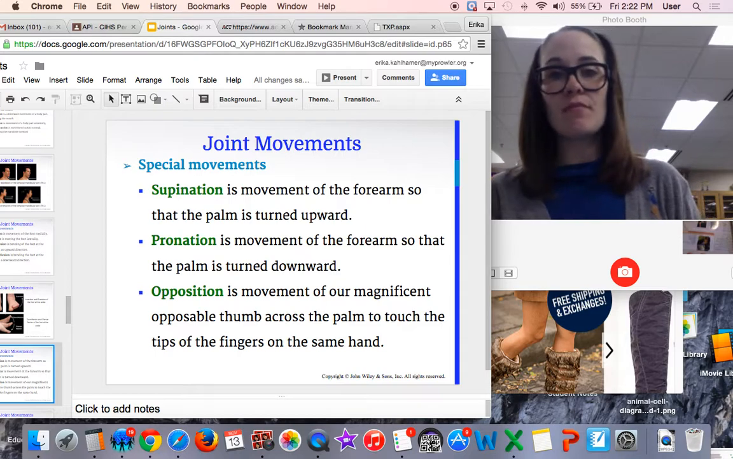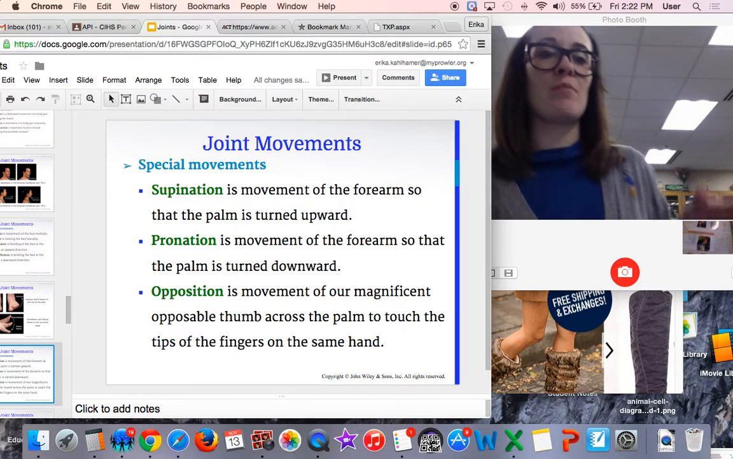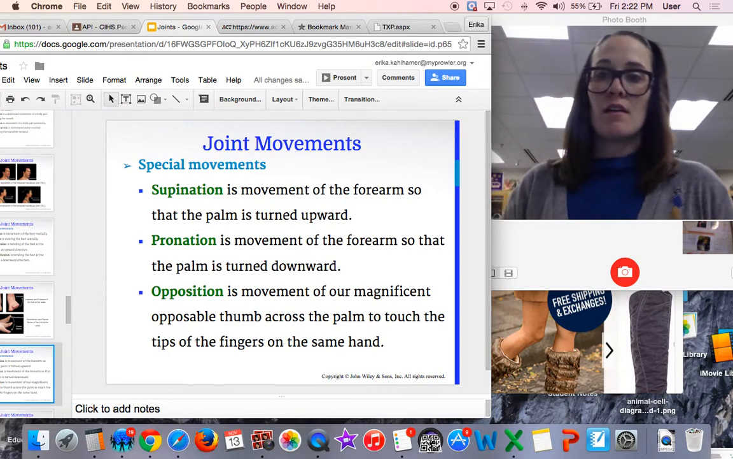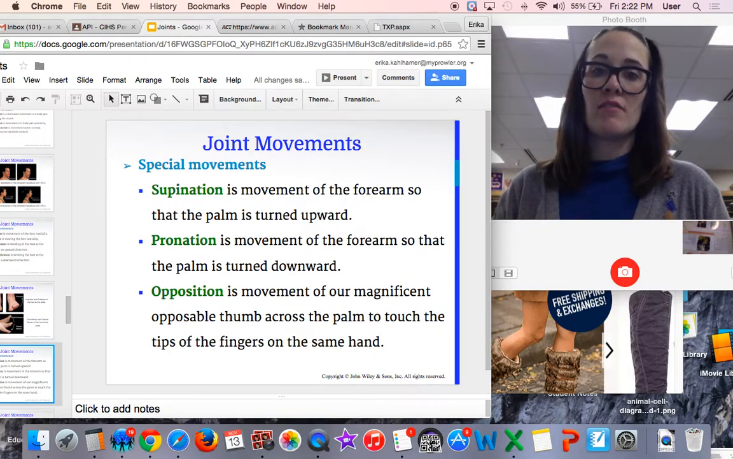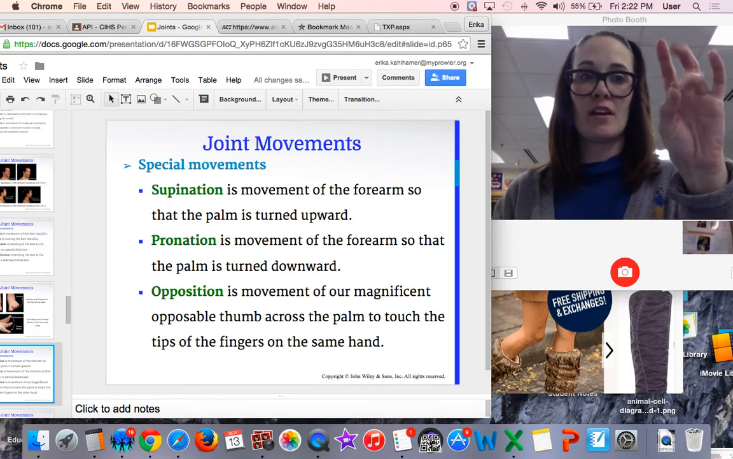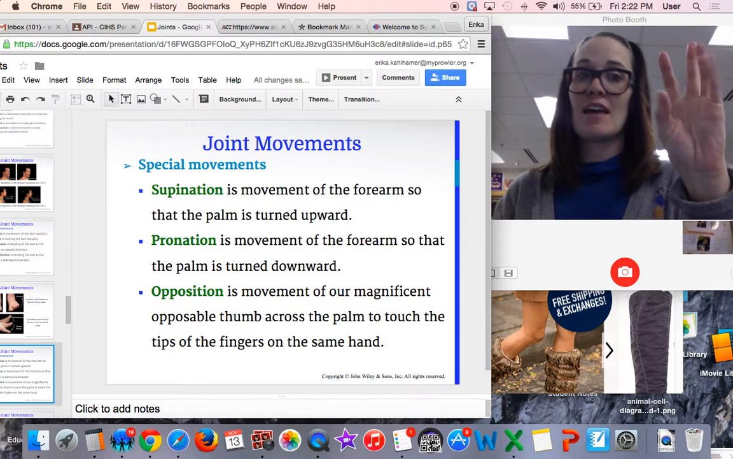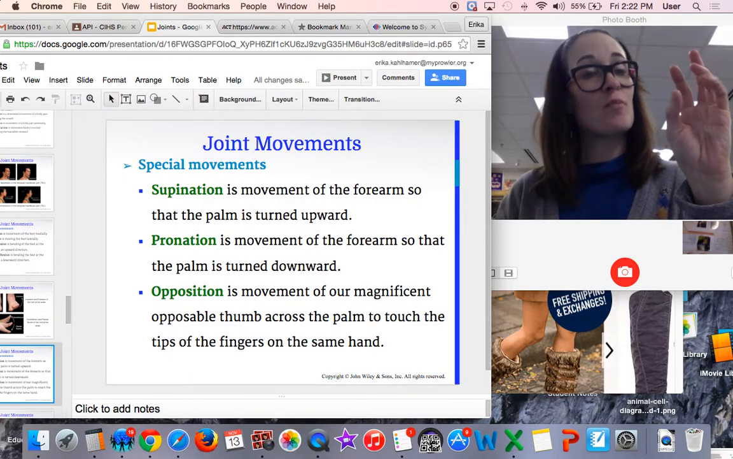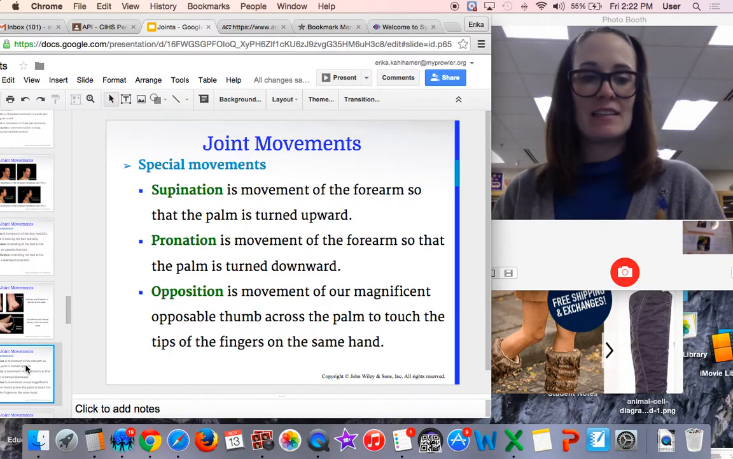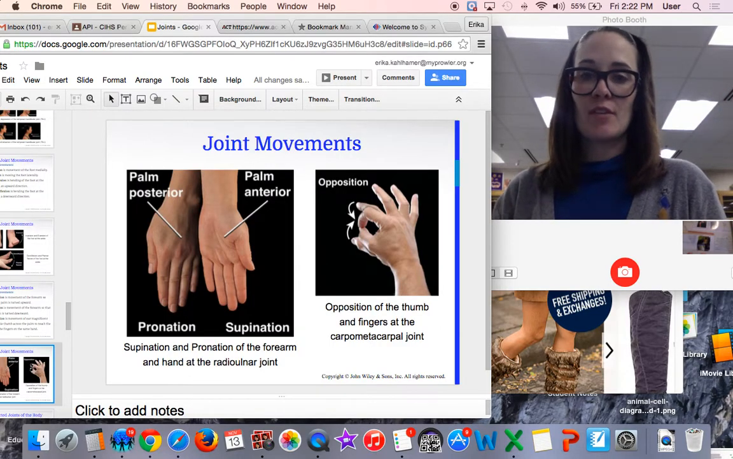Supination is a movement of the forearm so the palm is turned upward. I'm supinating something, palm up. Pronation is the opposite, turning the palm down. Opposition is the movement of our magnificent opposable thumb across the palm to touch the tips of the fingers of the same hand. That is the name of it. That's why it's called an opposable thumb, because we're able to do opposition, just like that. Here's a picture of supination and pronation, and opposition.